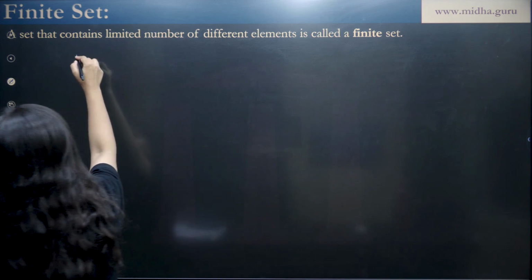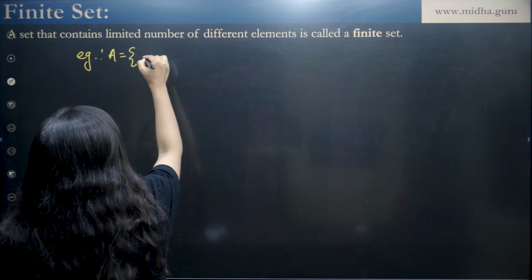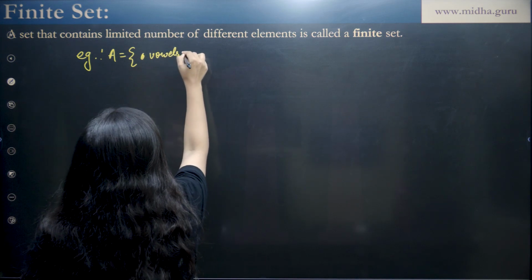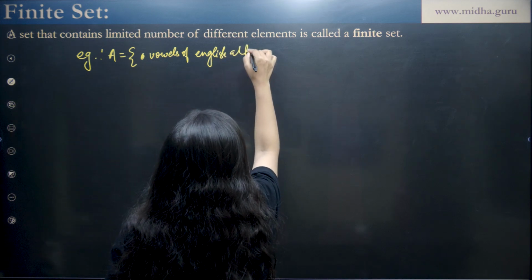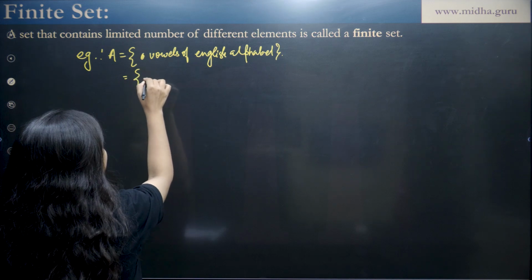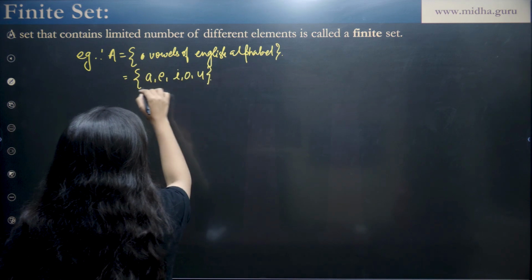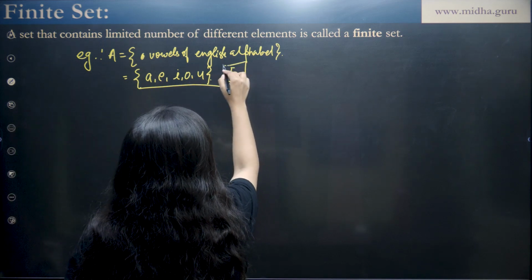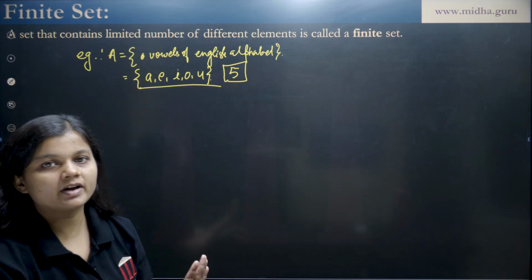For example, let us take a set A of vowels of the English alphabet. So what does it include? It includes A, E, I, O and U. So the number of elements in this set is 5. So 5 is a finite number. We can calculate it. So it is an example of finite set.